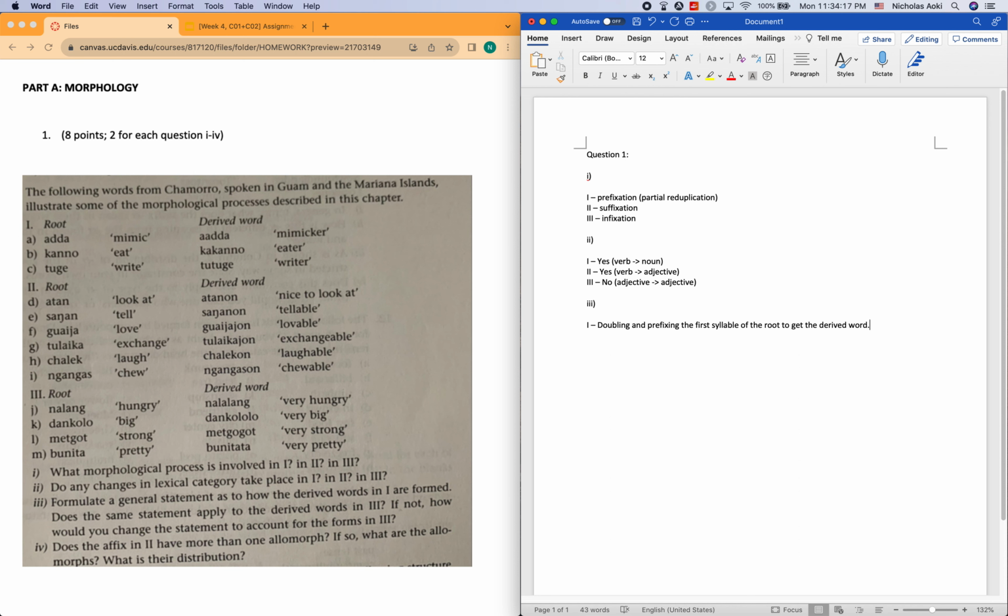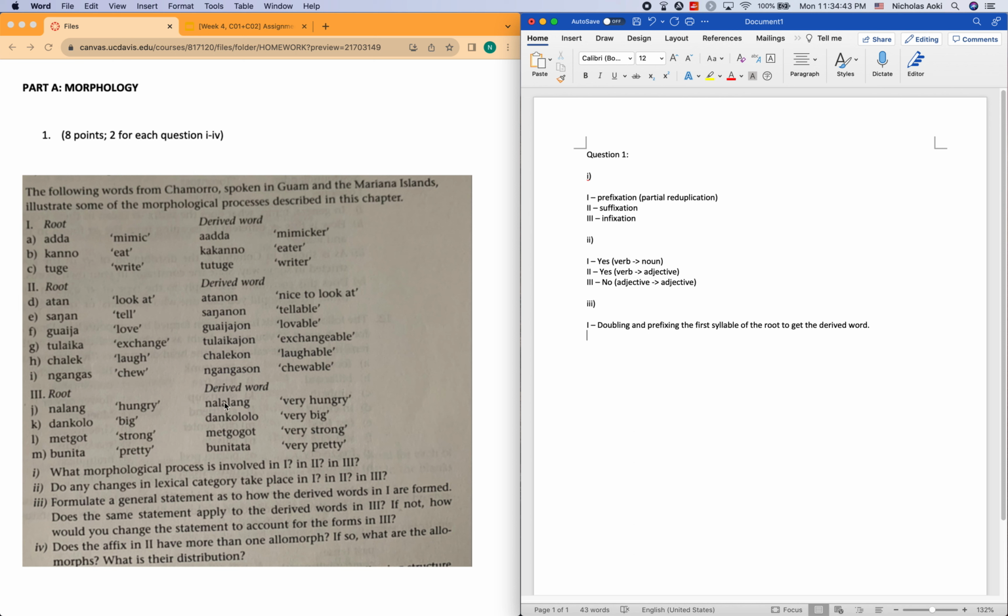The next question: does the same statement apply to the derived words in 3? Let's see what would happen if we applied the rule in 1 to the data set in 3. So in 1, we're doubling the first syllable and prefixing it. For number 3, let's see if that works with na-lang. The first syllable of na-lang would be na. So in theory, we would expect to get na-na-lang.